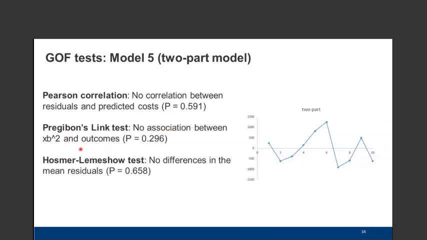And then the Hosmer-Lemeshow test is also non-significant, showing that the mean residuals are no different from 0 across the different deciles. I also like to plot this to show that we're getting that nice zigzag pattern here. We're not really seeing any over-prediction or under-prediction of the residuals across the fitted deciles. So this is actually looking pretty good.